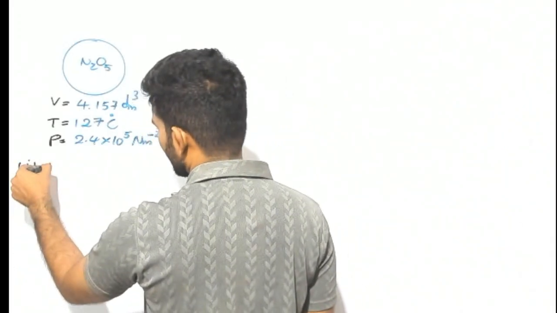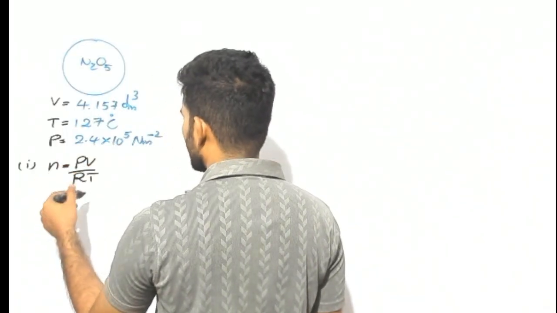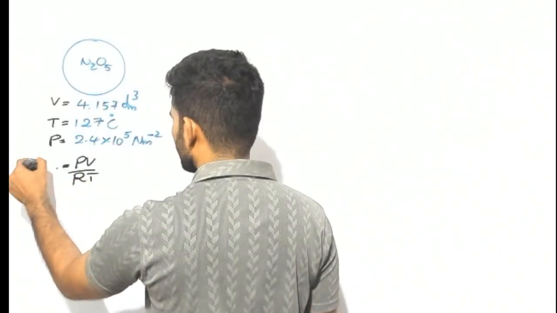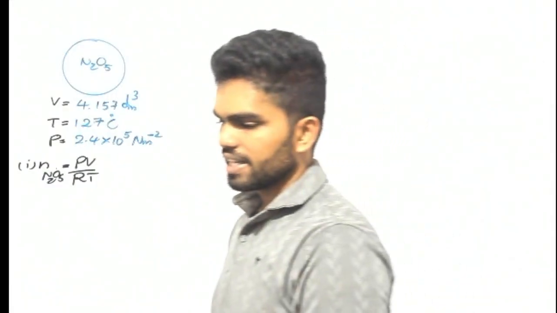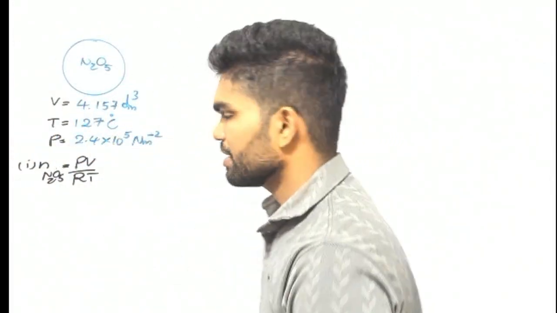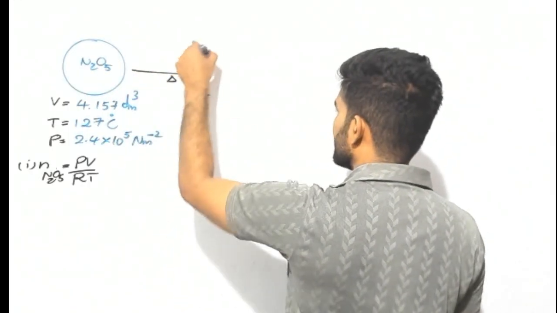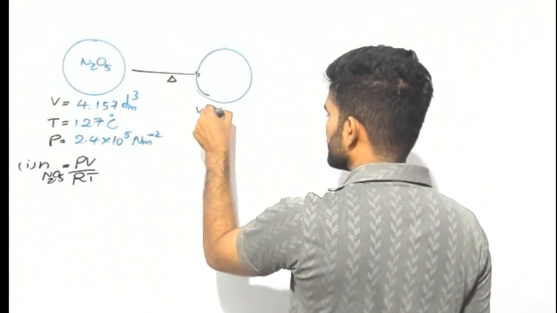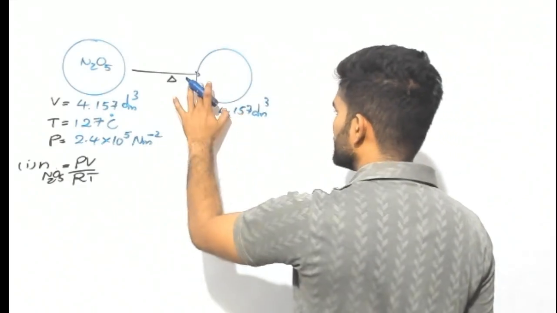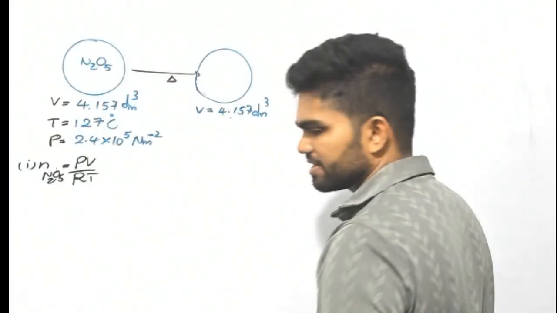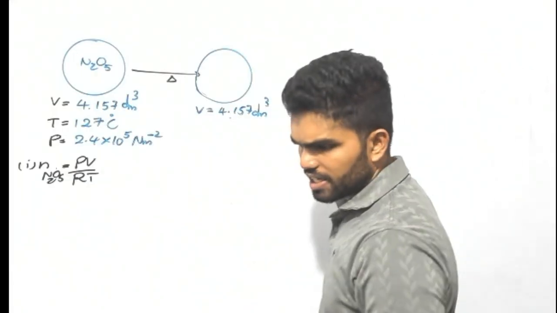So to find that one, we need to use PV equal nRT. So PV over RT gives the moles of N2O5. Understand? Then they are telling you, Lamai, when you heat this one to 227, it is again a rigid vessel, so volume is not going to change. Volume is 4.157. Some people made the mistake of thinking the volume changes. Let's correct such mistakes.